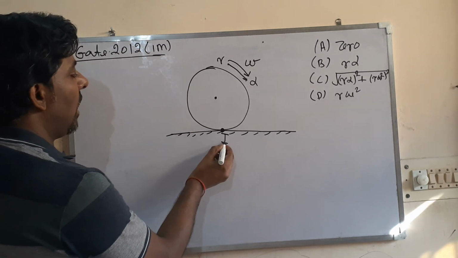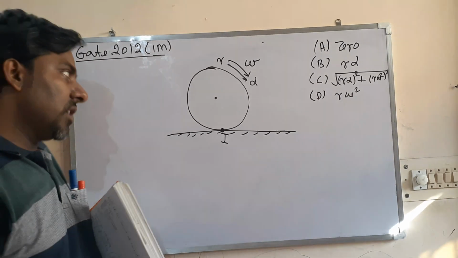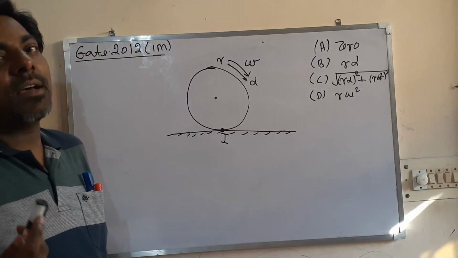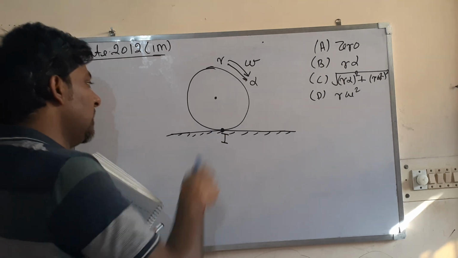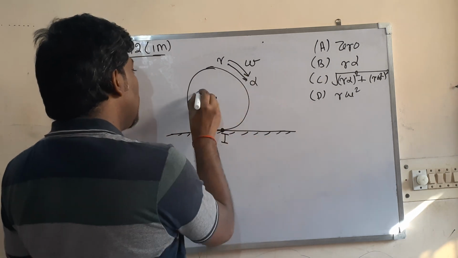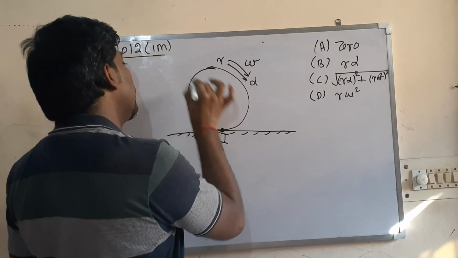This I, that is the point of contact. So to clear the doubt, let us assume that he is asking the acceleration of some other point. He is not asking the acceleration of this point of contact. He is asking the acceleration of some another point, say that point is A.